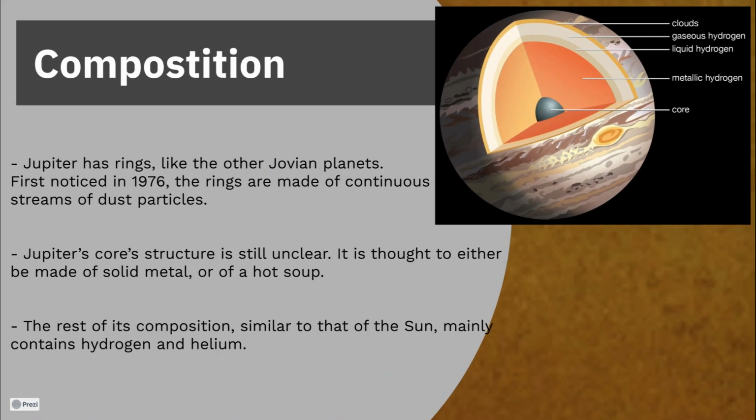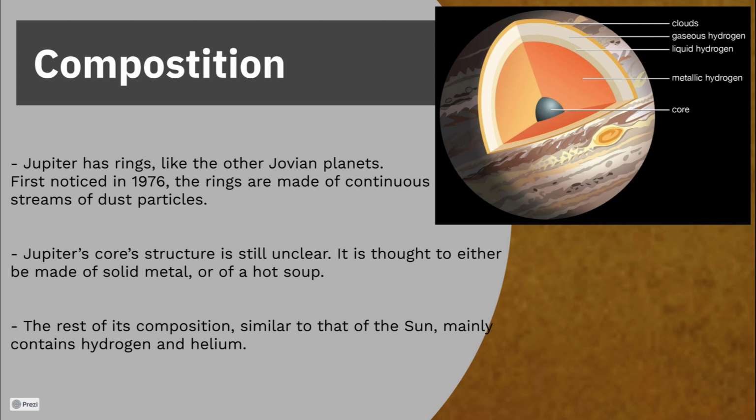Jupiter's composition. Similar to the other Jovian planets, Jupiter has rings, which were noticed when NASA's Voyager 1 spacecraft discovered them around the planet's equator in 1976. Jupiter's rings are made of continuous streams of dust particles emitted by some of the planet's moons. Being a giant gas planet, Jupiter does not have a solid surface.